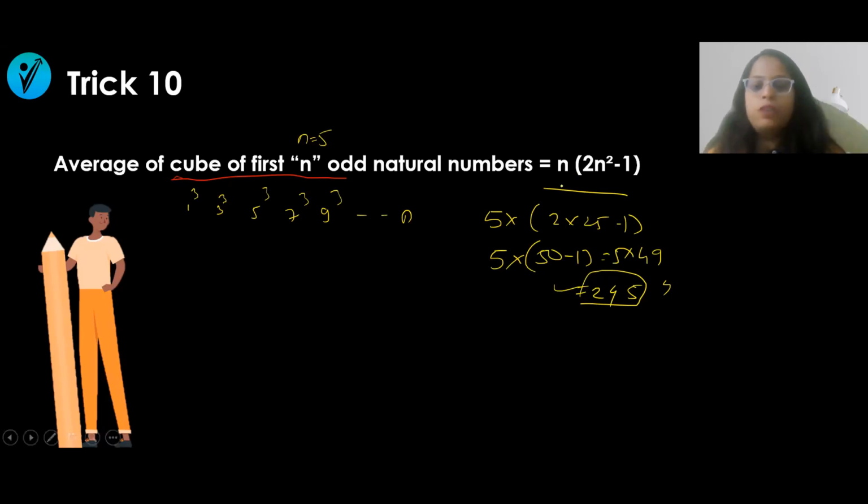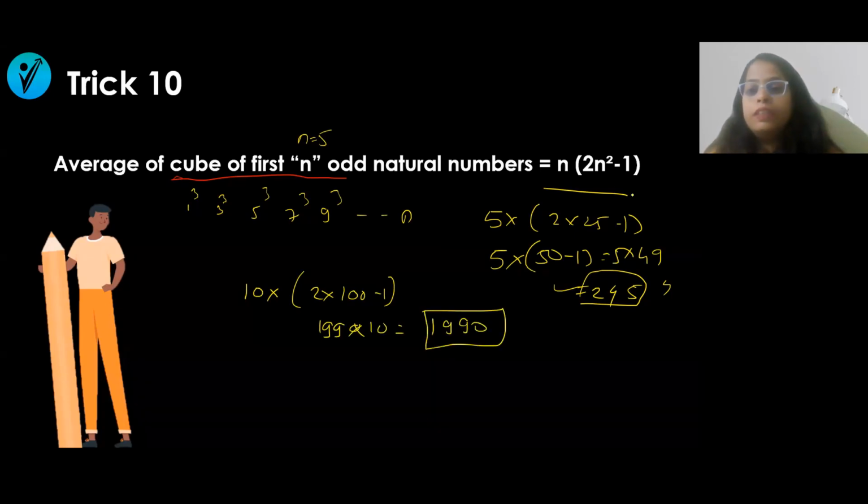Suppose I have to find it for 10 numbers, you will take 10 into (twice of 10 square, that means 100, minus 1). So it will be 200 minus 1 means 199 into 10. So it will be equal to 1990. For 10, 10 square is 100, 100 into 2 is 200, minus 1 is 199. 199 tens are 1990 for the first 10 odd natural numbers.